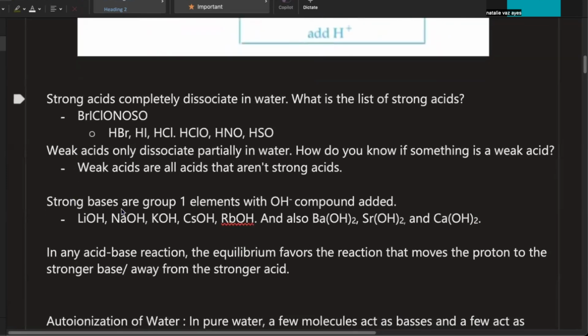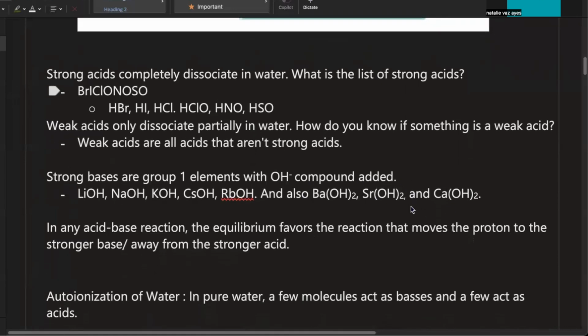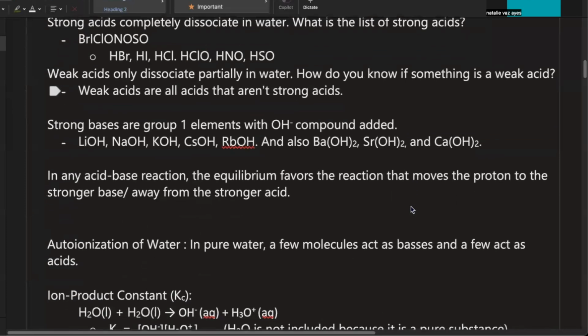Then we're looking at strong bases. So in the periodic table, group 1 elements, you look at and then you add an OH negative compound. So for example, we have LiOH, NaOH, KOH, CsOH, RbOH. So these are going to be group 1 elements. But we also have barium and strontium and calcium, which are not in group 1, but close. I think that's just something that you have to remember.